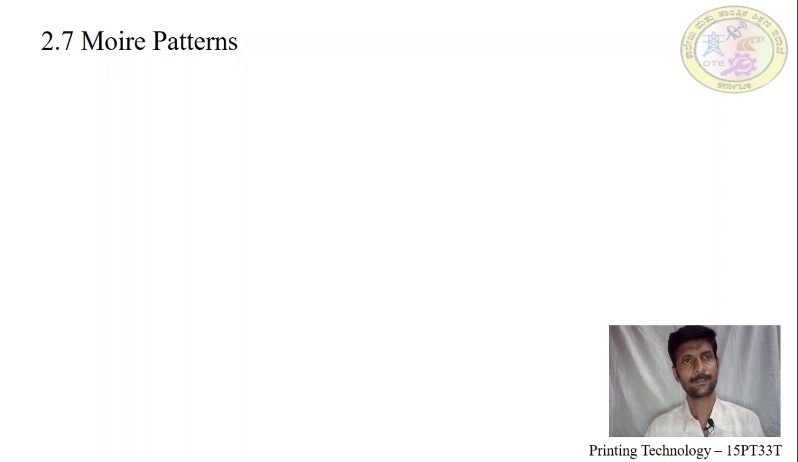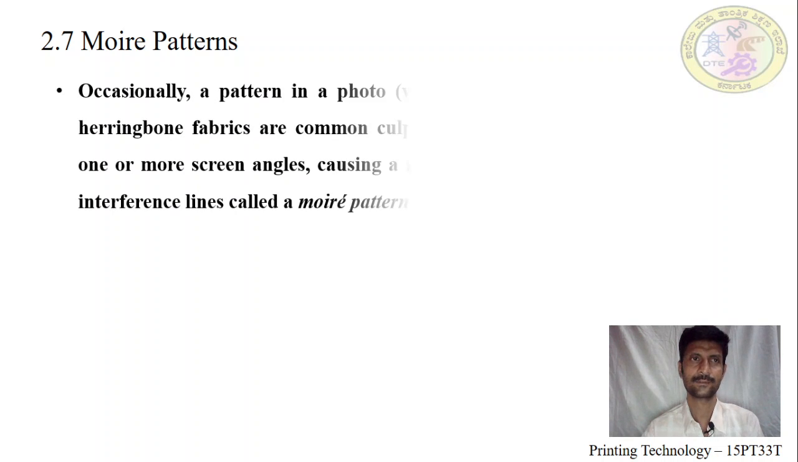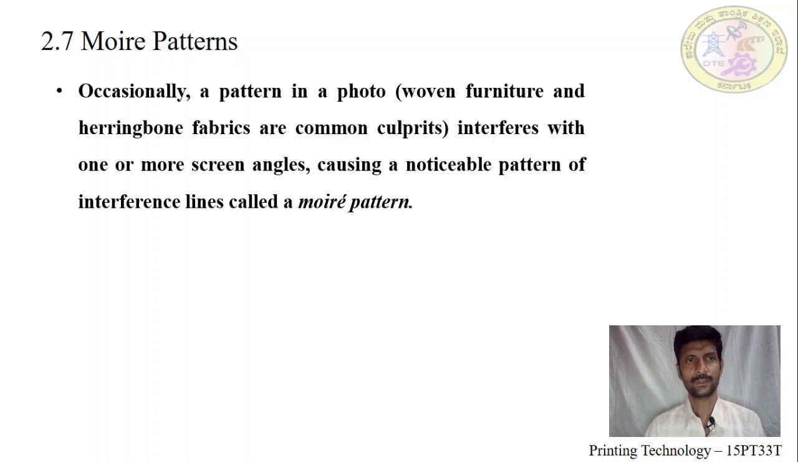Next is the Moiré pattern. Why does it occur and how is it avoided? We will discuss now. A pattern in a photo that interferes with one or more screen angles, causing a noticeable pattern of interference lines, is called a Moiré pattern. Normally, in a color separation, to get a fine quality output, each color has its own screen angle to overlap one over the other and exactly register to get a fine quality output.